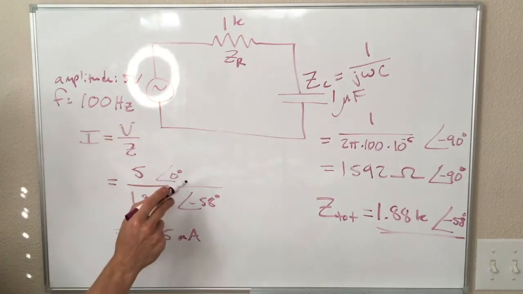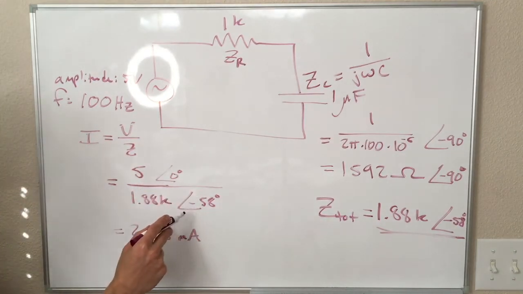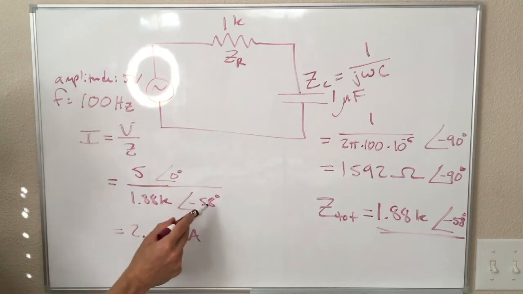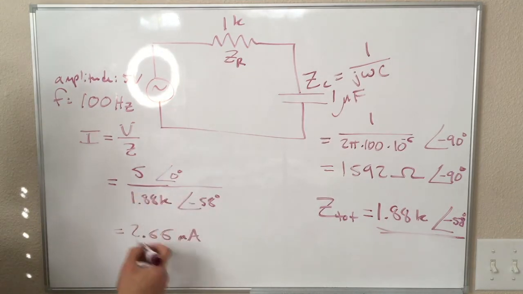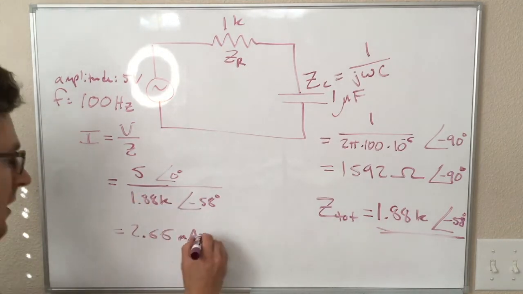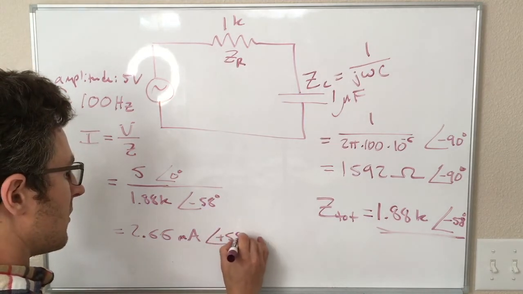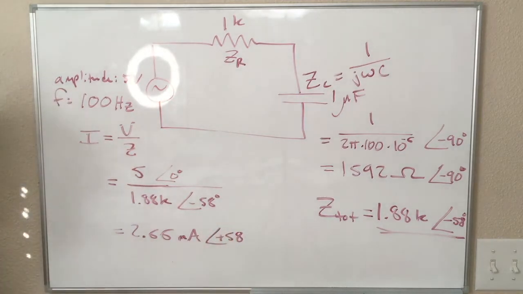And 0 degrees divided by minus 58 degrees, meaning that we subtract this from that. 0 minus 58 is going to be plus 58. Okay, so this is our final answer for this. Now let's interpret what's going on here.